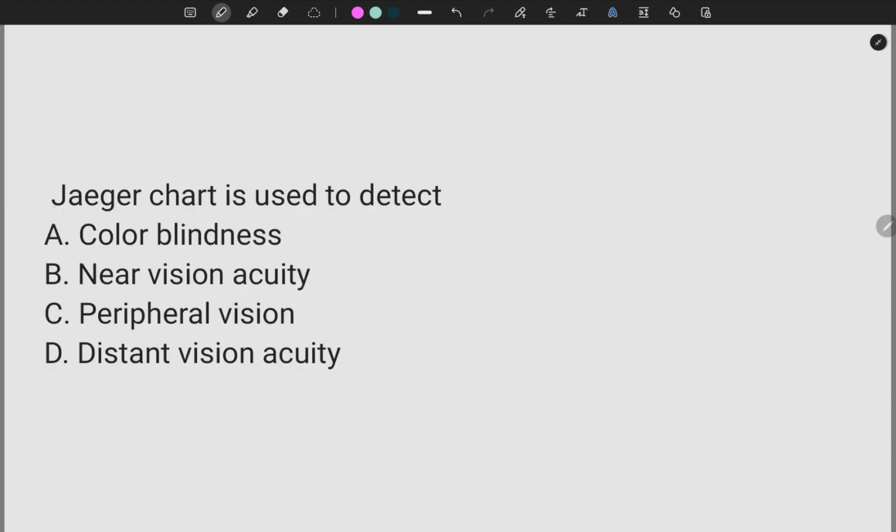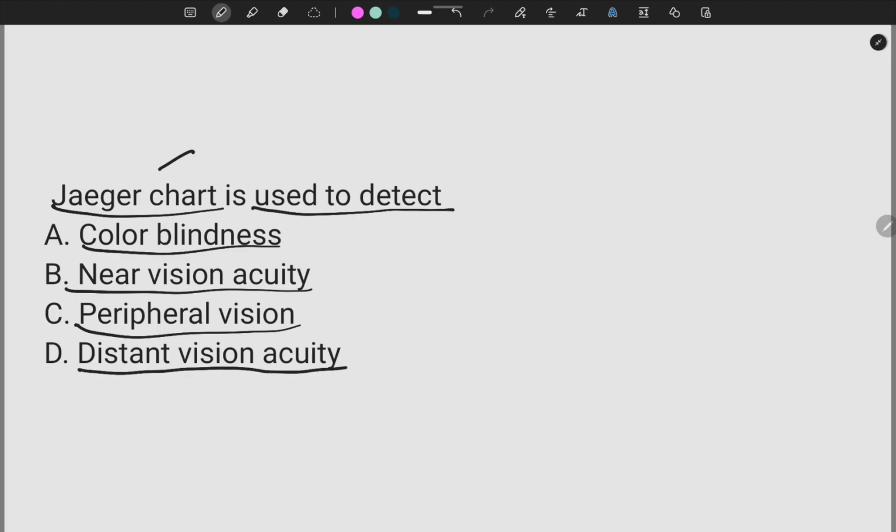The next question is, Jaeger chart is used to detect. So what is the purpose of the Jaeger chart? Options are color blindness, near vision acuity, peripheral vision, and distant vision acuity. So which one is the right answer? The right one is option B, near vision acuity. So when the person is having near vision problems, by using the Jaeger chart, we can detect the person having near vision problems.